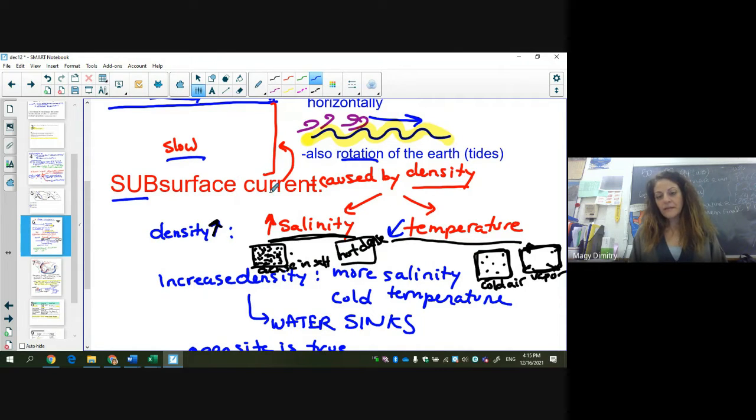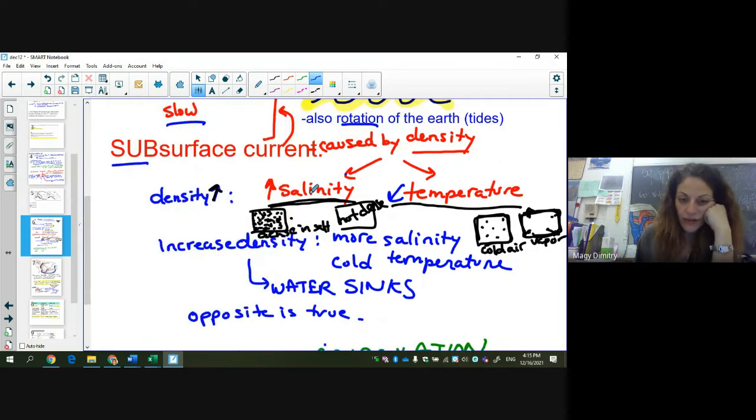So let's look at the subsurface current, caused by two things. Well, one, the density, but the density is changed by two things: the salinity, like how salty the water is, and the temperature of the water. Here I wrote down that the higher the amount of salt you have in water, the more dense. See the drawing that I did here? Something very dense has particles very compacted together, so it will easily sink.